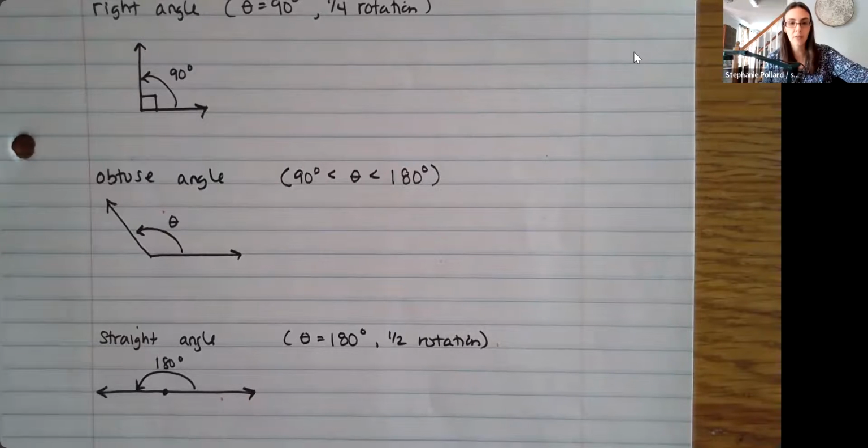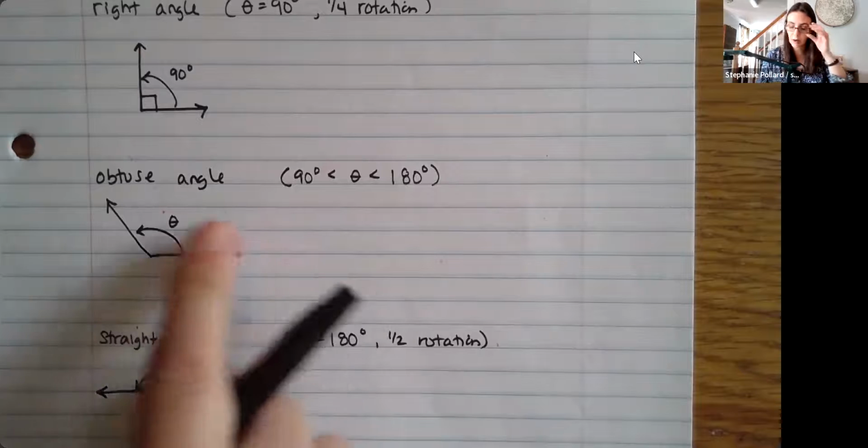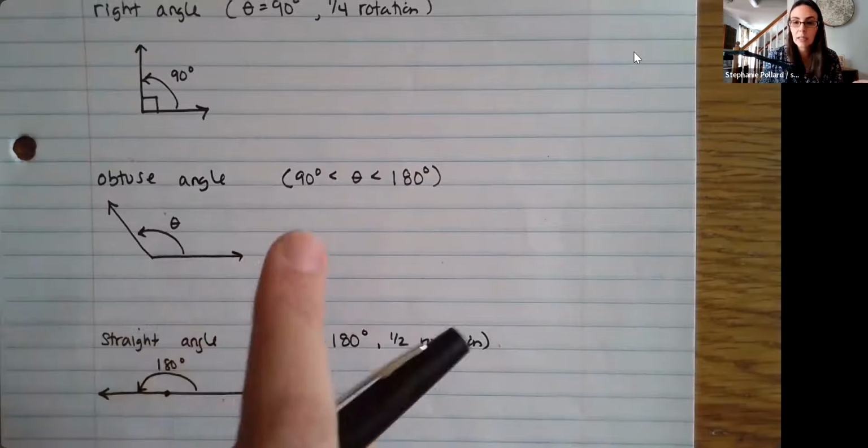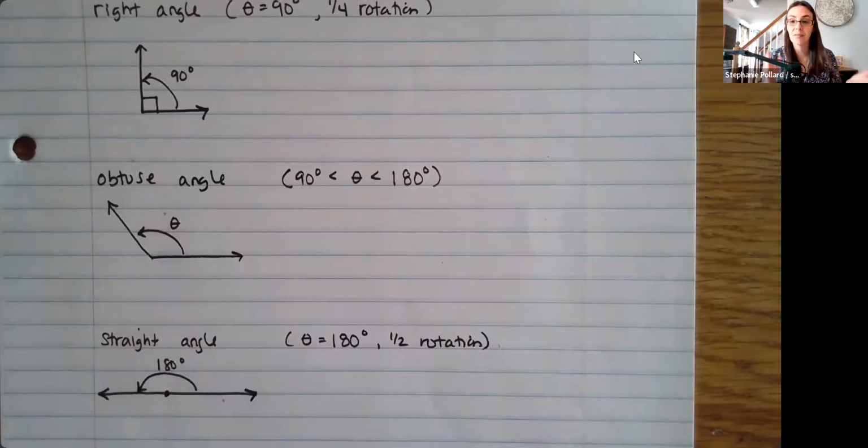Of course, there are different ones, right? One example of an obtuse angle could be 120 degrees. Another example could be 165 degrees, etc. So anything in between would be fine there.